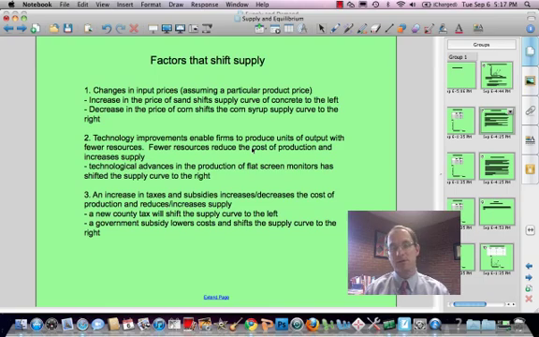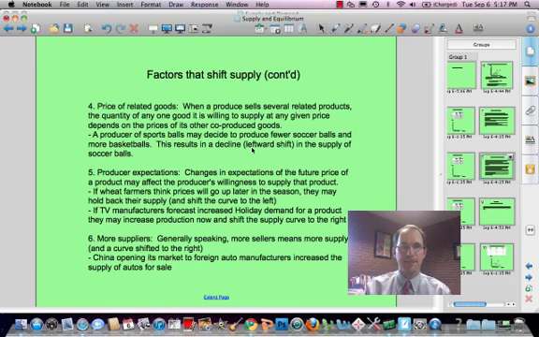Why does it go to the right? Well, because as my price of production goes down, I am going to tend to produce more, and an increase in the quantity supplied shifts my supply curve to the right. Okay, a few more factors that shift supply.